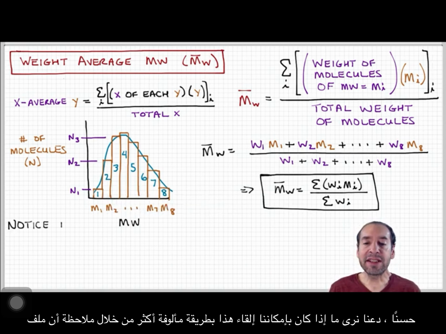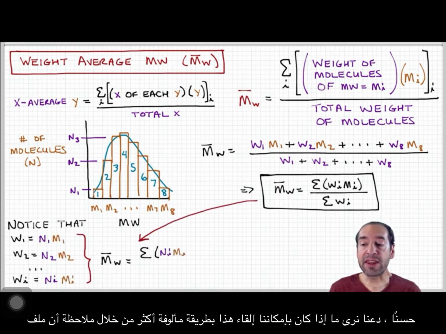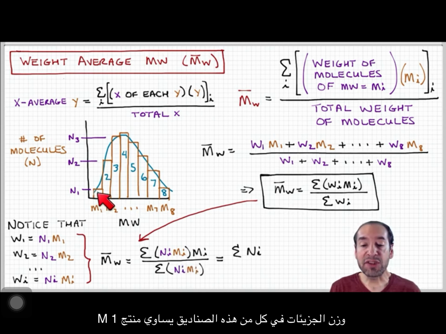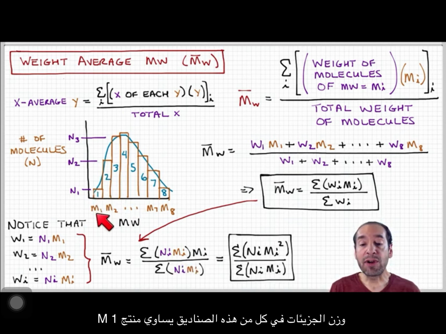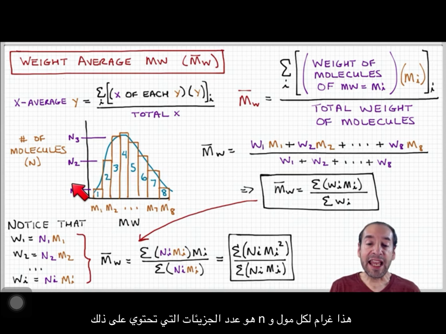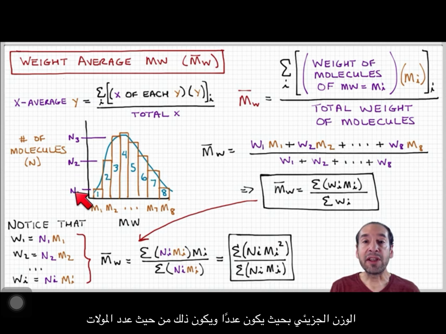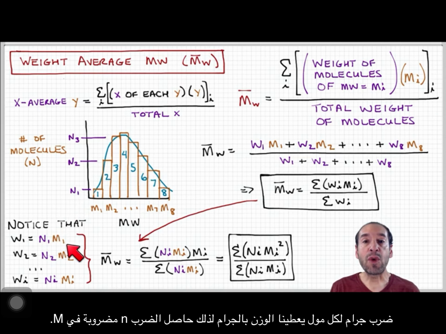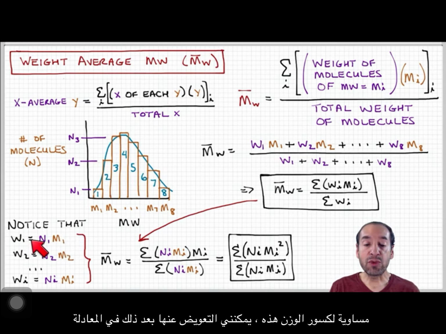Okay, so let's see if we can cast this in a more familiar way by noticing that the weight of molecules in each of these bins is equal to the product of mi times ni. How can we see that? m is the molecular weight, so that's grams per mole, and n is the number of molecules that have that molecular weight, so that is a number, in terms of moles. So moles times grams per mole gives us the weight in grams. So the product n times m is equal to these weights.